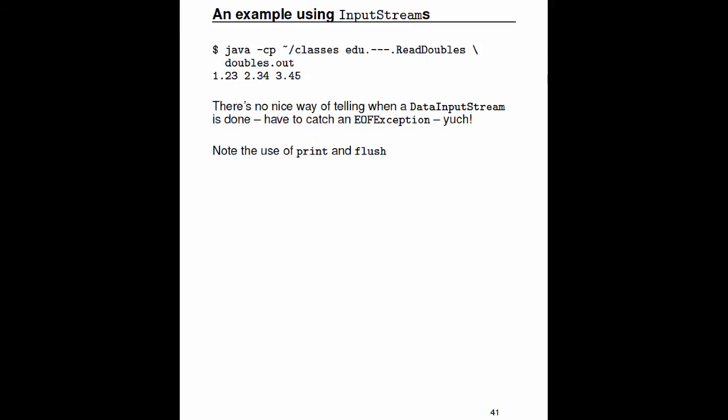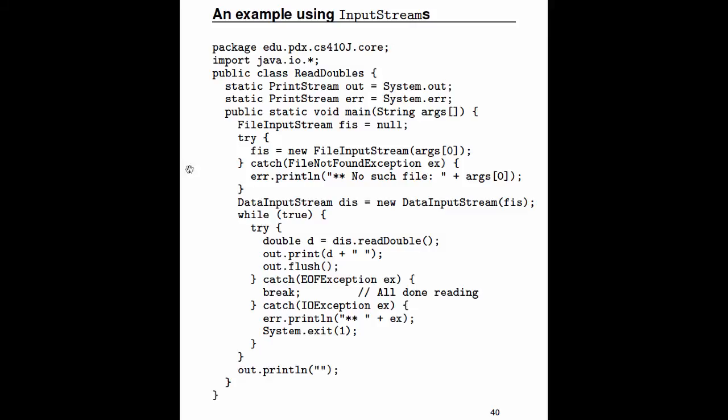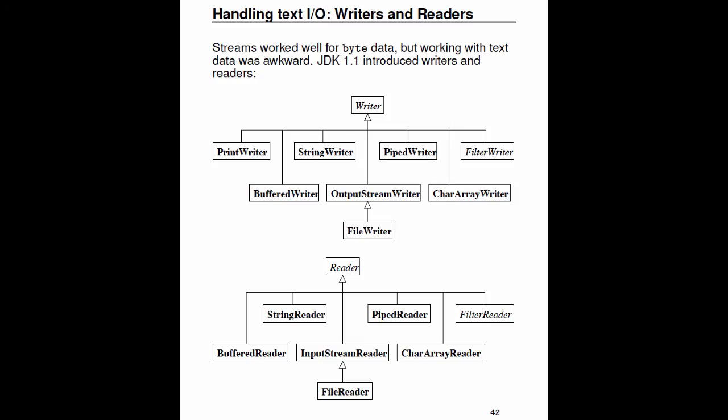And note that just for the sake of argument, I used the print method here, and then I flushed after every call to print, and then I did a println here at the end. Alternatively, I suppose I could have written all of these to a StringBuilder or something, and then printed out the toString of that.